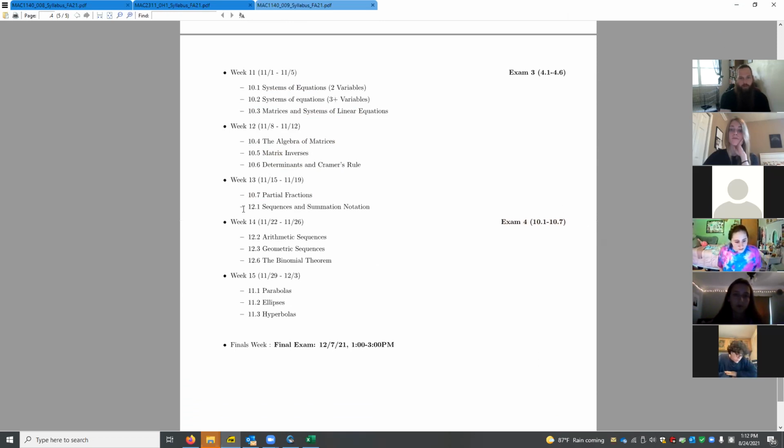And then the last bit of material we're going to cover is sequences and series, a bunch of different kinds of sequences, something called the binomial theorem, which is a cool way to multiply out really, really big expressions without actually FOILing every last thing out. Then we'll talk about conic sections: parabolas, ellipses, hyperbolas, and circles.